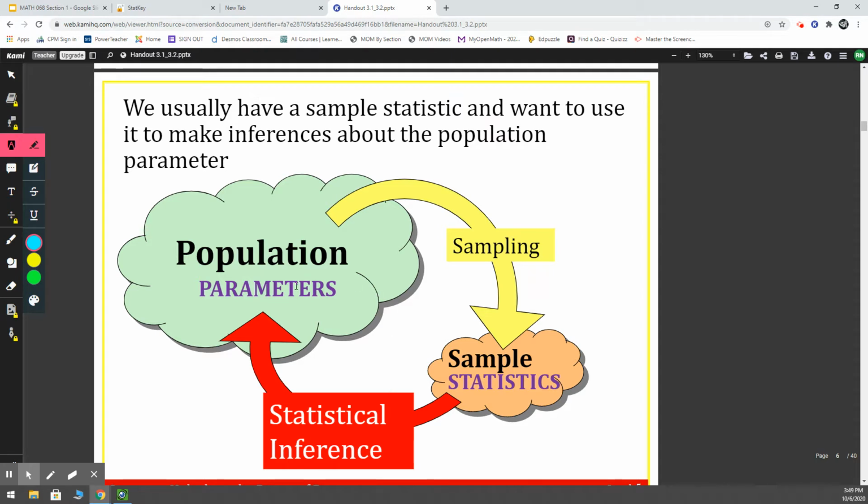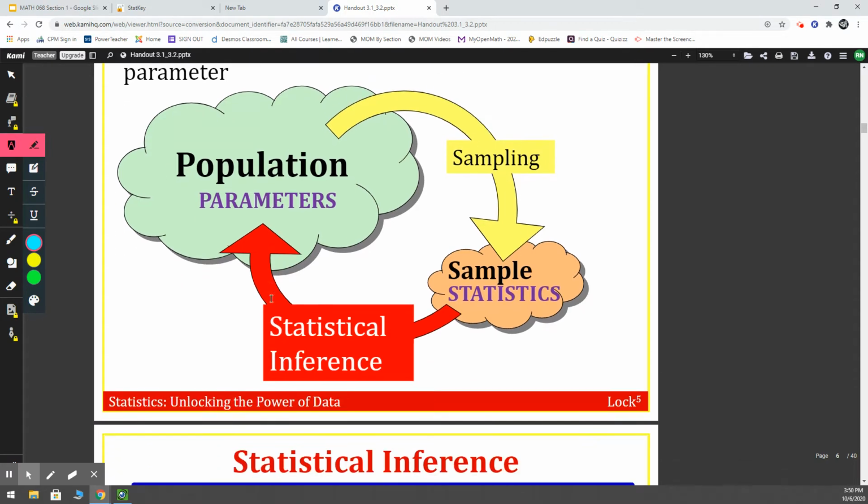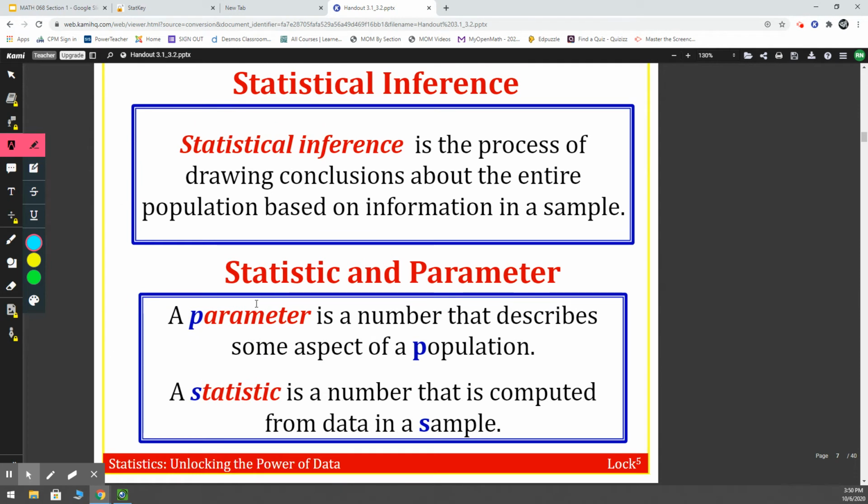Again, we don't have time to get everybody in the population, but we can pull a nice statistic from a sample and we can make an inference about that parameter. And that's really the game here. Statistical inference is the process of drawing a conclusion about the entire population based on information in the sample. We want to make general, broad statements, but we want them to be mathematically sound.